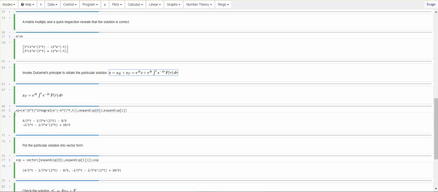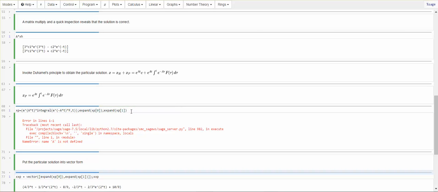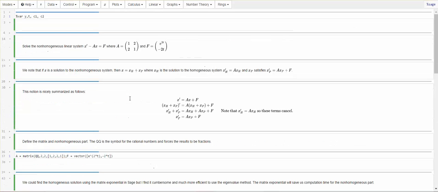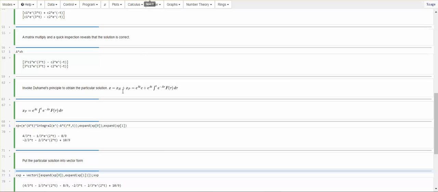Now the way I'm going to do that is I'm going to hit this with the matrix exponential. So that'll be e to the At times the integral of e to the minus At times f, just like it's written here. And then I'm going to use expand. Now, let me just show you a couple things here. Just give me half a minute to go through this. Whoops, I forgot to define all my variables. Okay, so I've defined all my variables now.